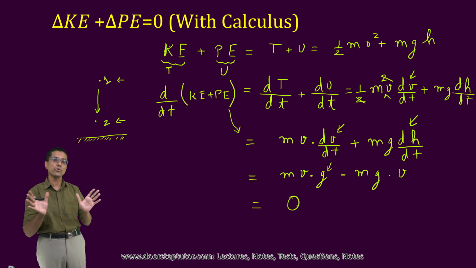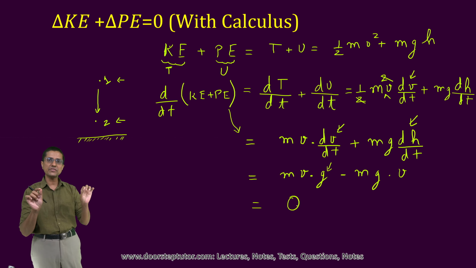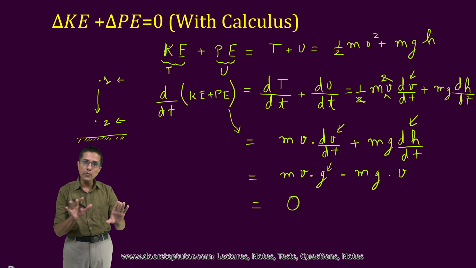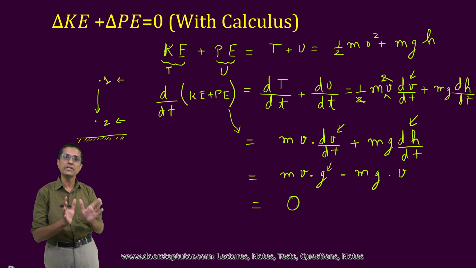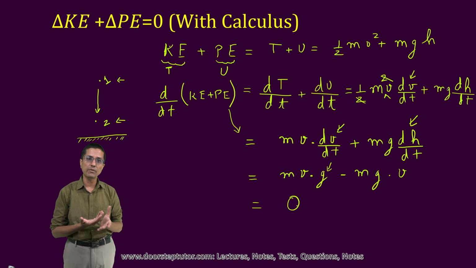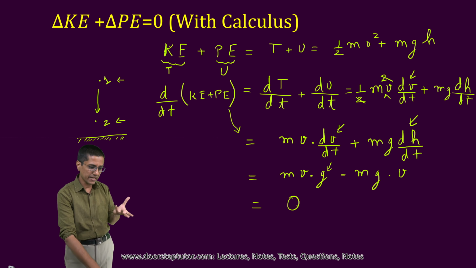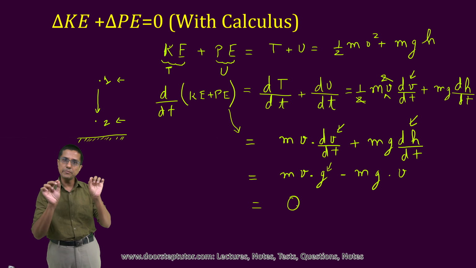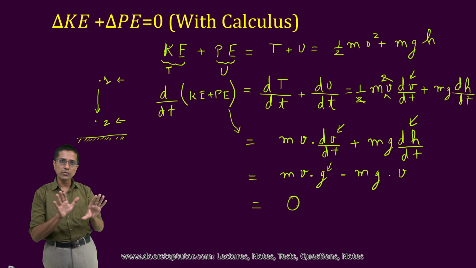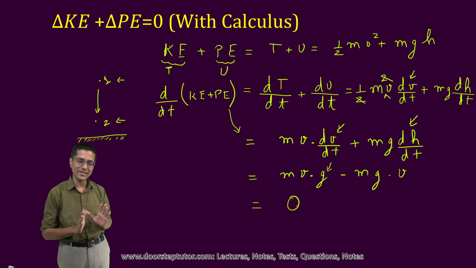So we've shown that the change in kinetic energy plus change in potential energy in both these cases, whether we do it with calculus or without calculus, is always equal to 0, which we would expect from the law of conservation of energy. The change in energy should actually be 0. It means that the energy remains constant and the total energy does not really change. Very, very simple.